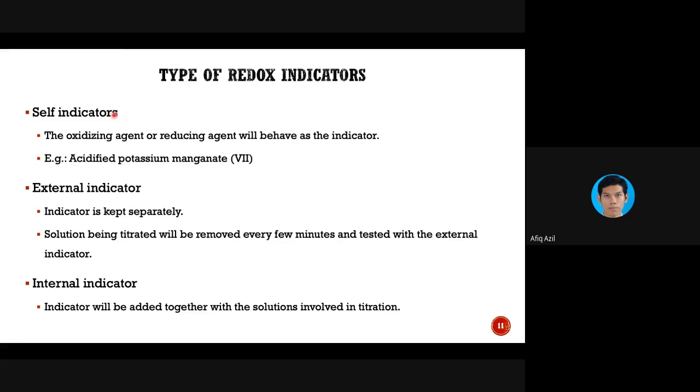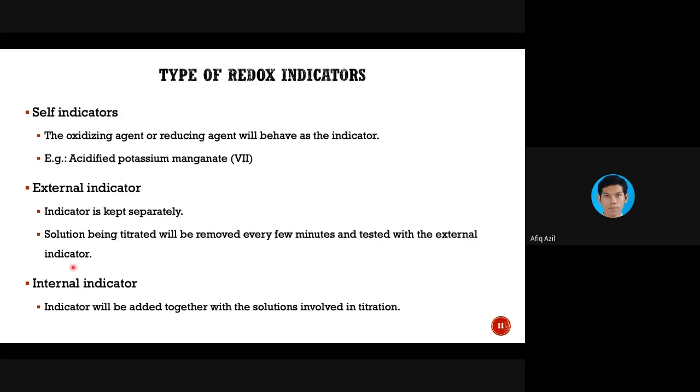So that is considered to be self-indicators, which is acidified potassium permanganate. And then external indicator. So this is kept separately. The solution being titrated will be removed every few minutes and then tested with the external indicators. That means you have to remove some of the solution from the analyte, from the conical flask, take some and then test with the external indicator.